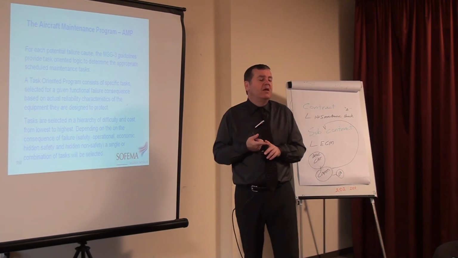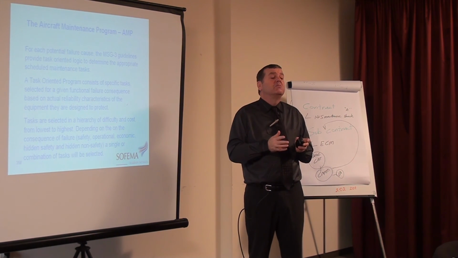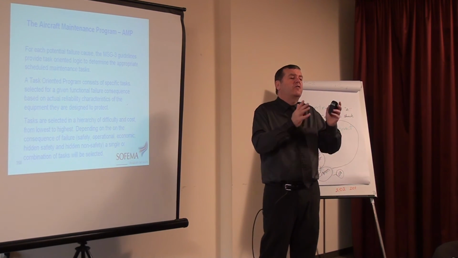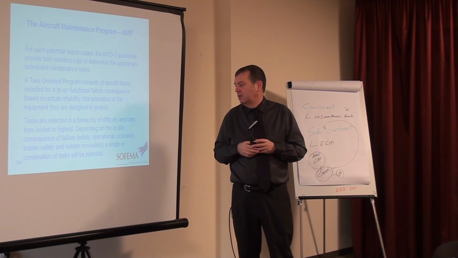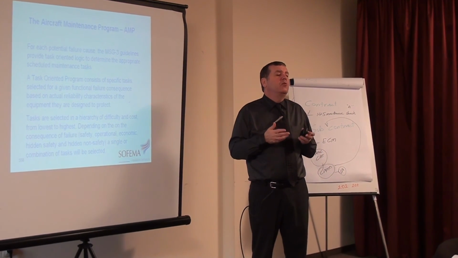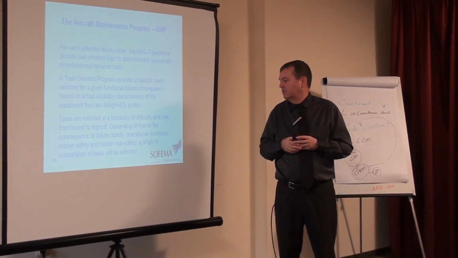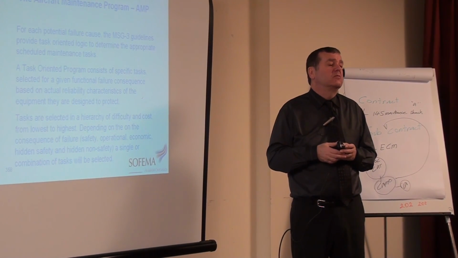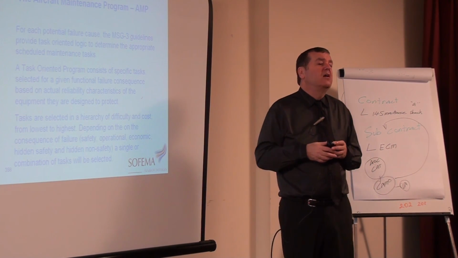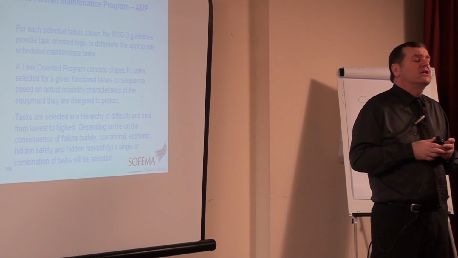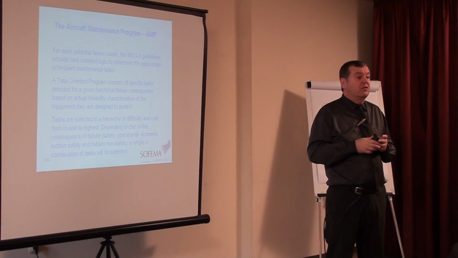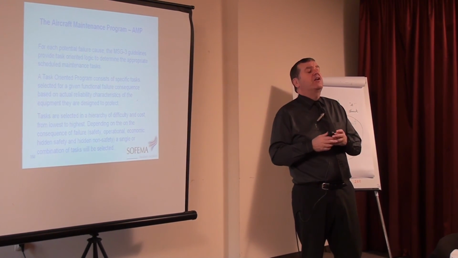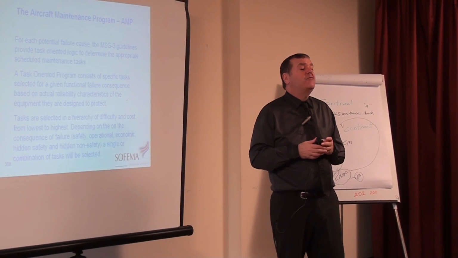Safety means that the system must work, that the task is related to the maintenance of the system. Operational, for operational expediency, we need to have this. Economic means it's good practice from a financial point of view to do this task. Hidden safety is a critical consideration. Why? Because it affects the safety of the operation and it's hidden from the crew, so that the failure of this system will not be evident.